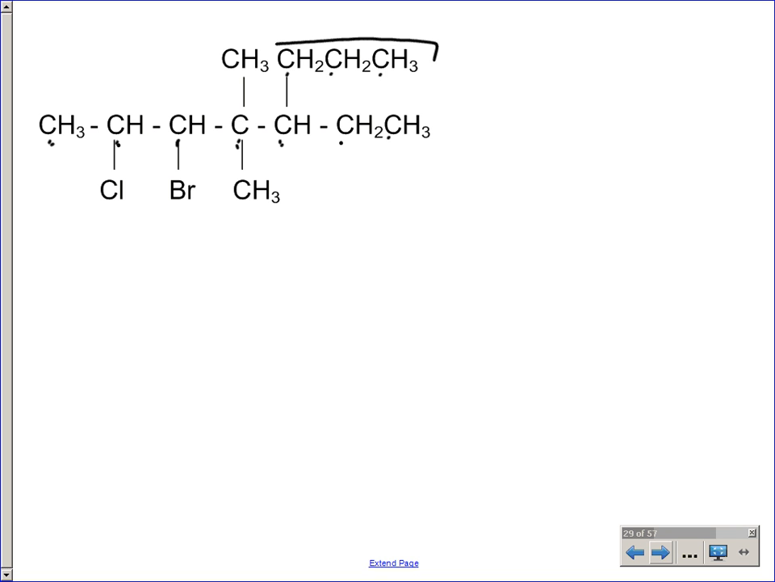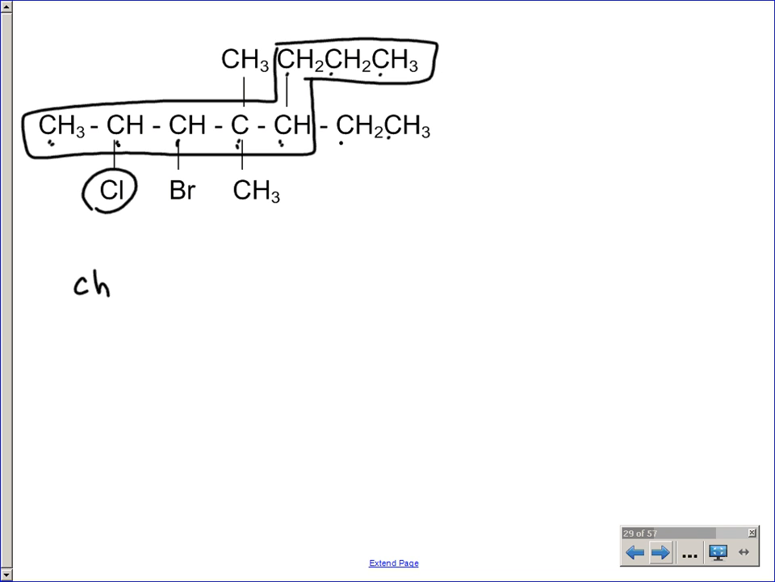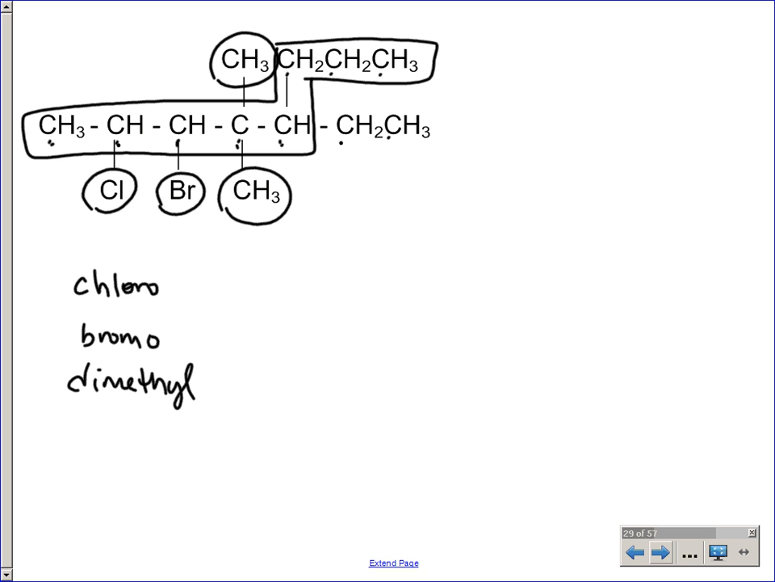So this is where I usually will highlight or circle or box my longest chain of carbons, and everything hanging off of that is a substituent. So we've got 1, 2, 3, 4, 5 substituents here. We've got five things we need to recognize their location and their names. So these substituents are fluoro, bromo, chloro, dimethyl, and ethyl. All of these will have numbers in the front. Di will obviously have 2.